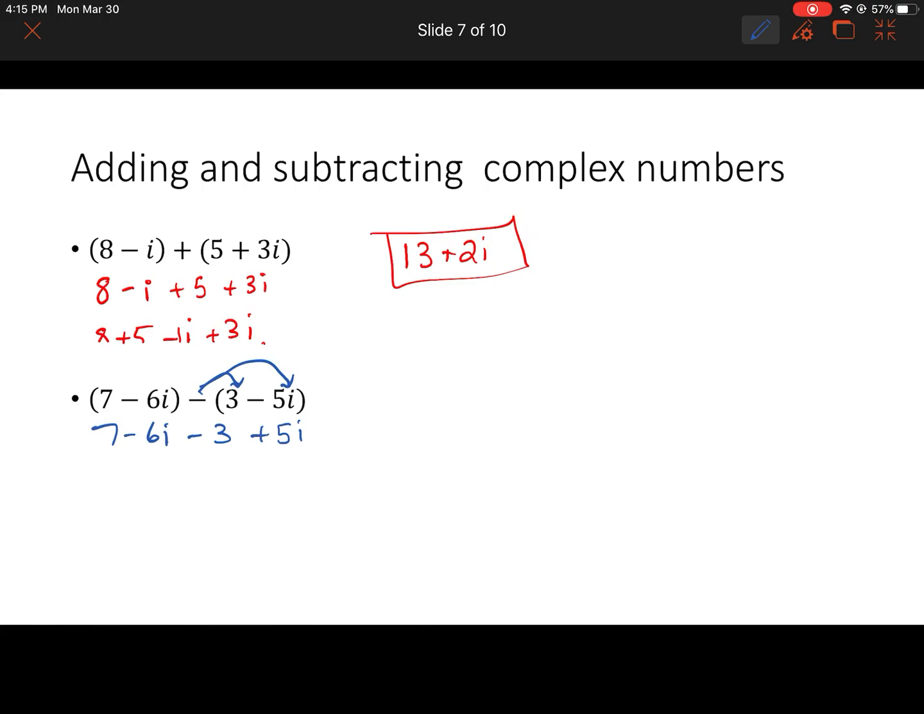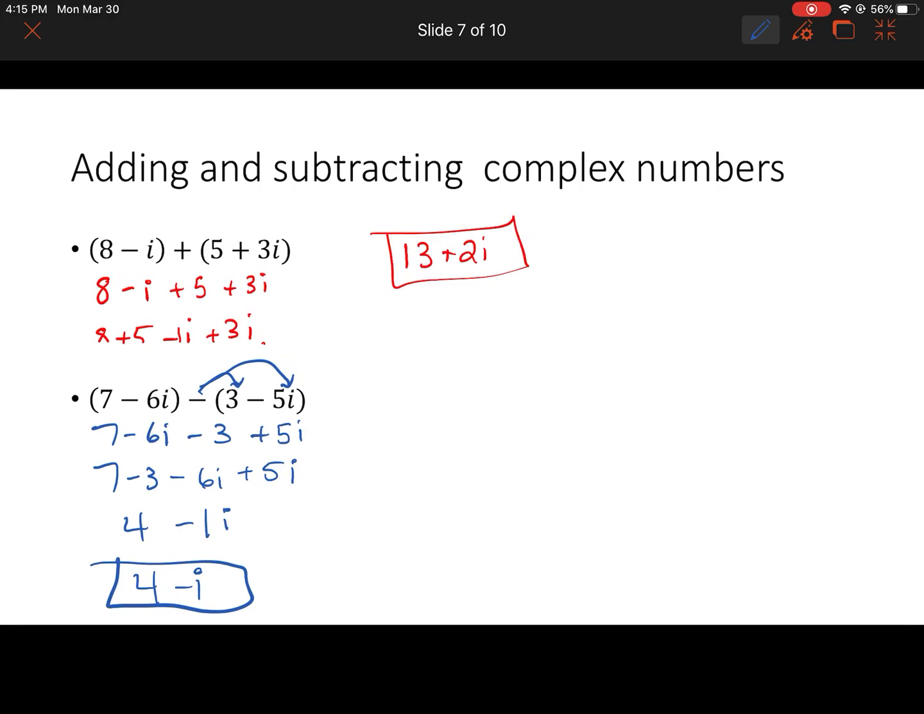You want to combine all the like terms, the 7 and the minus 3, and then the i's, the imaginary parts. Okay, 7 minus 3 is equal to 4, so that's going to be 4. Minus 6i plus 5i, well, negative 6 plus 5 becomes negative 1. So we can write down minus 1i, or we can just say 4 minus i. You don't have to write down the 1 there. This is going to be our final answer.